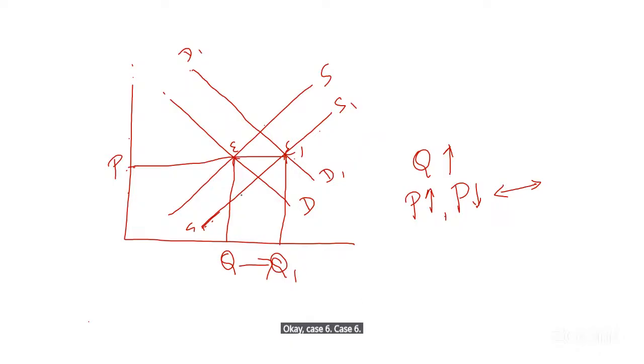Case 6. Both demand and supply decrease. Draw the diagram and write the result.